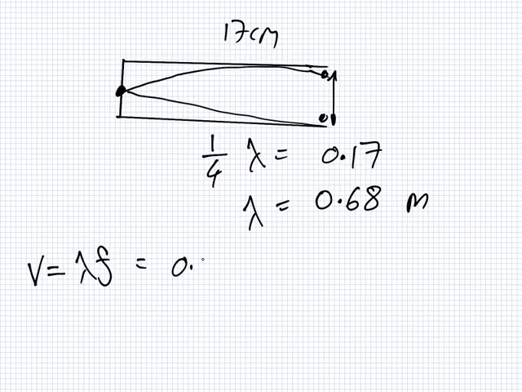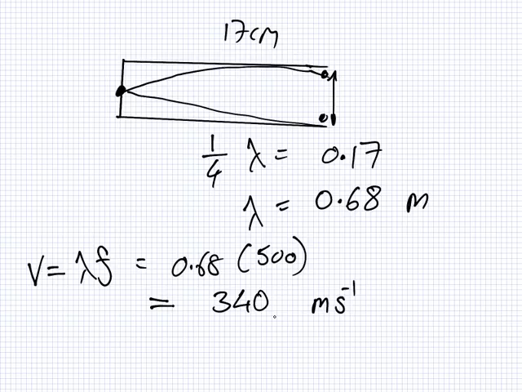Which in this case is 0.68, and I tell you the frequency is 500 hertz. So what do we get here, please? 340. Wow, so it's not faster than sound. There is an error in this which comes up in a later question. This is a typical section A question on waves in the exam.